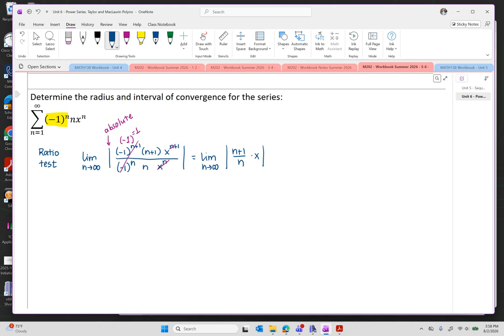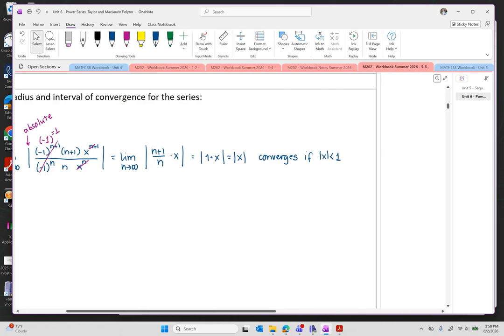And the absolute value of n plus 1 over n, which is the only term that changes as n approaches infinity, is equal to 1. So this is the absolute value of 1 times x, which is the absolute value of x. And this series will converge per the ratio test if the absolute value of x is less than 1, so the limit of the two consecutive terms is less than 1, which becomes -1 less than x less than 1.